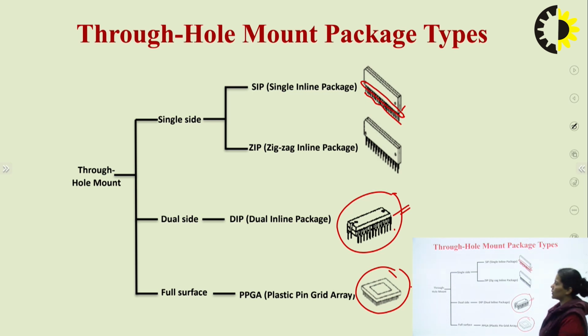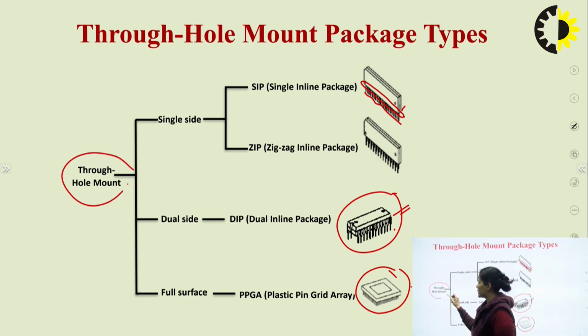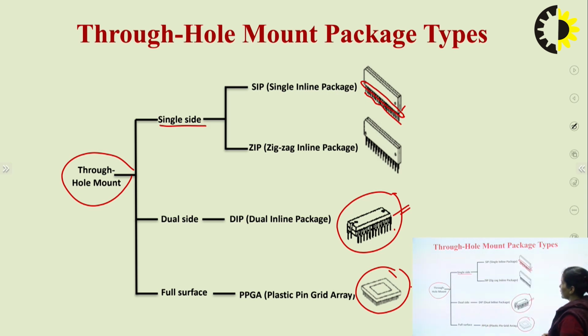Broadly speaking, through-hole mount package ICs are of three types. The first is single side. On the single side, these are the leads. The leads are fixed, that is soldered, on one side into the plastic packaging, and they are free to get inserted into the board on the other side.